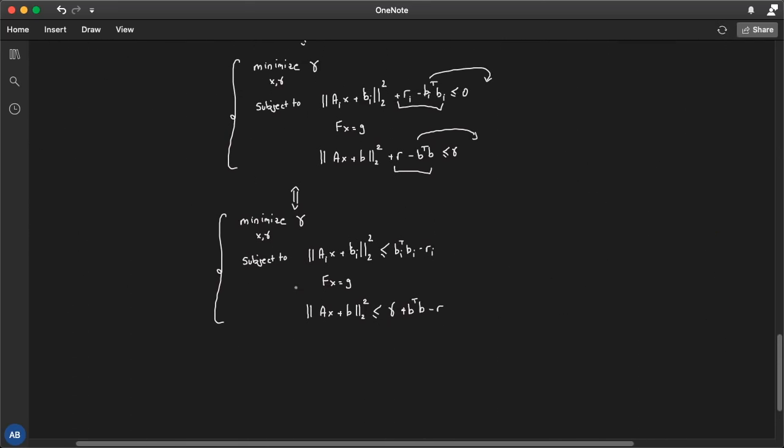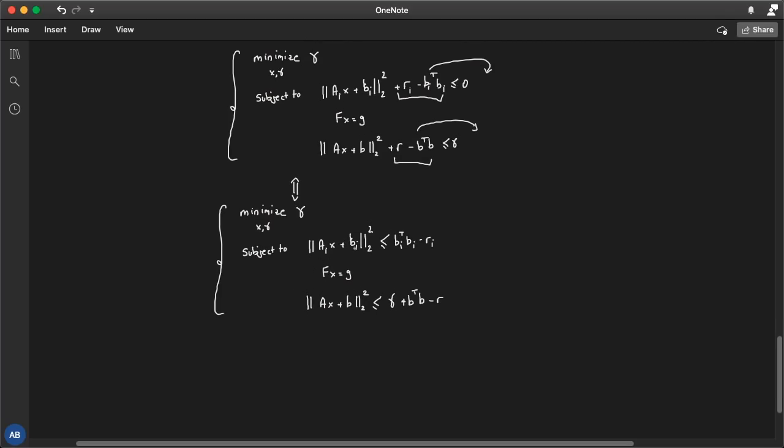Well, how do we go over this? How do we bypass this problem? Do we take a square root as such? Well, the square root might work for the first one. If I take the square root on both sides, I'd end up with something like this: Ai x plus bi in L2 norm less than the square root of this guy, which is a constant.